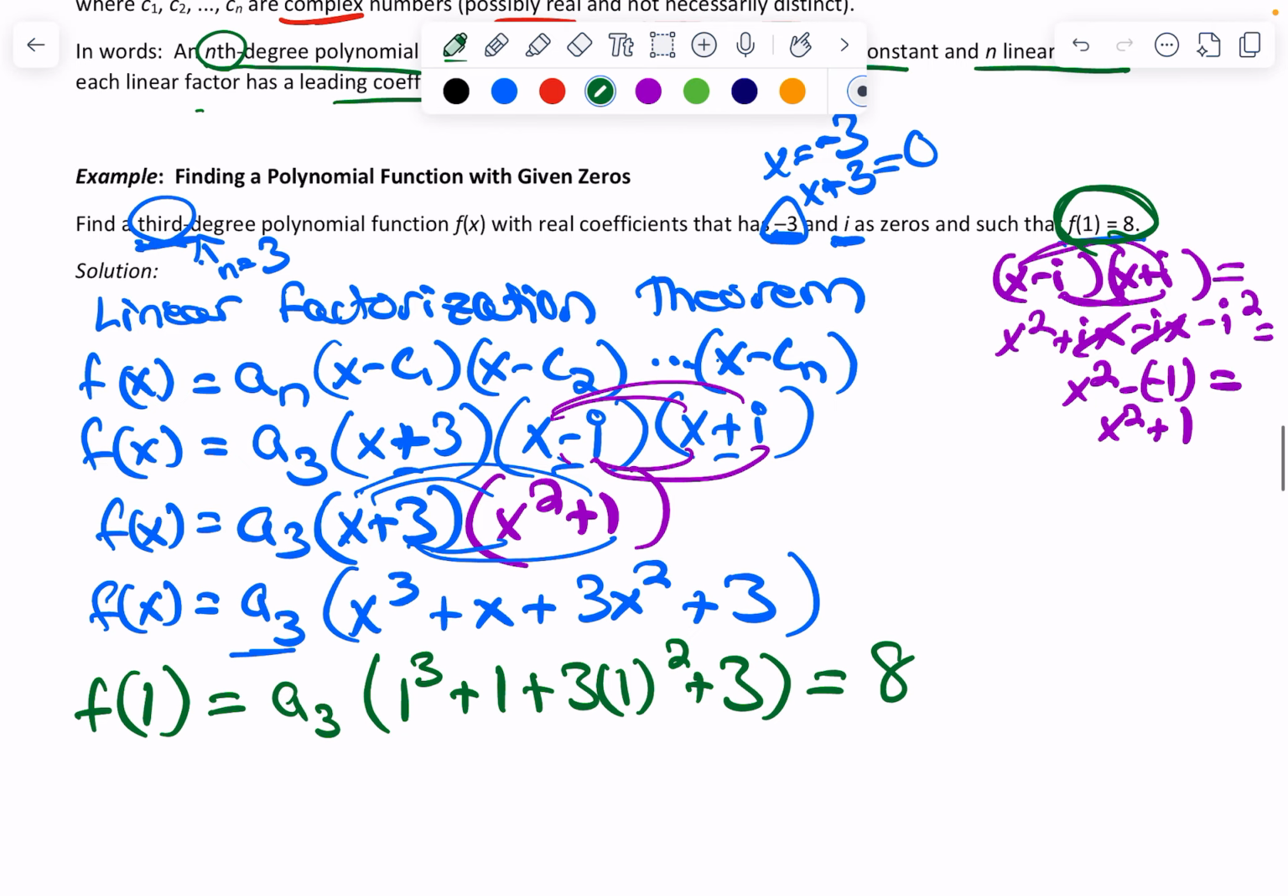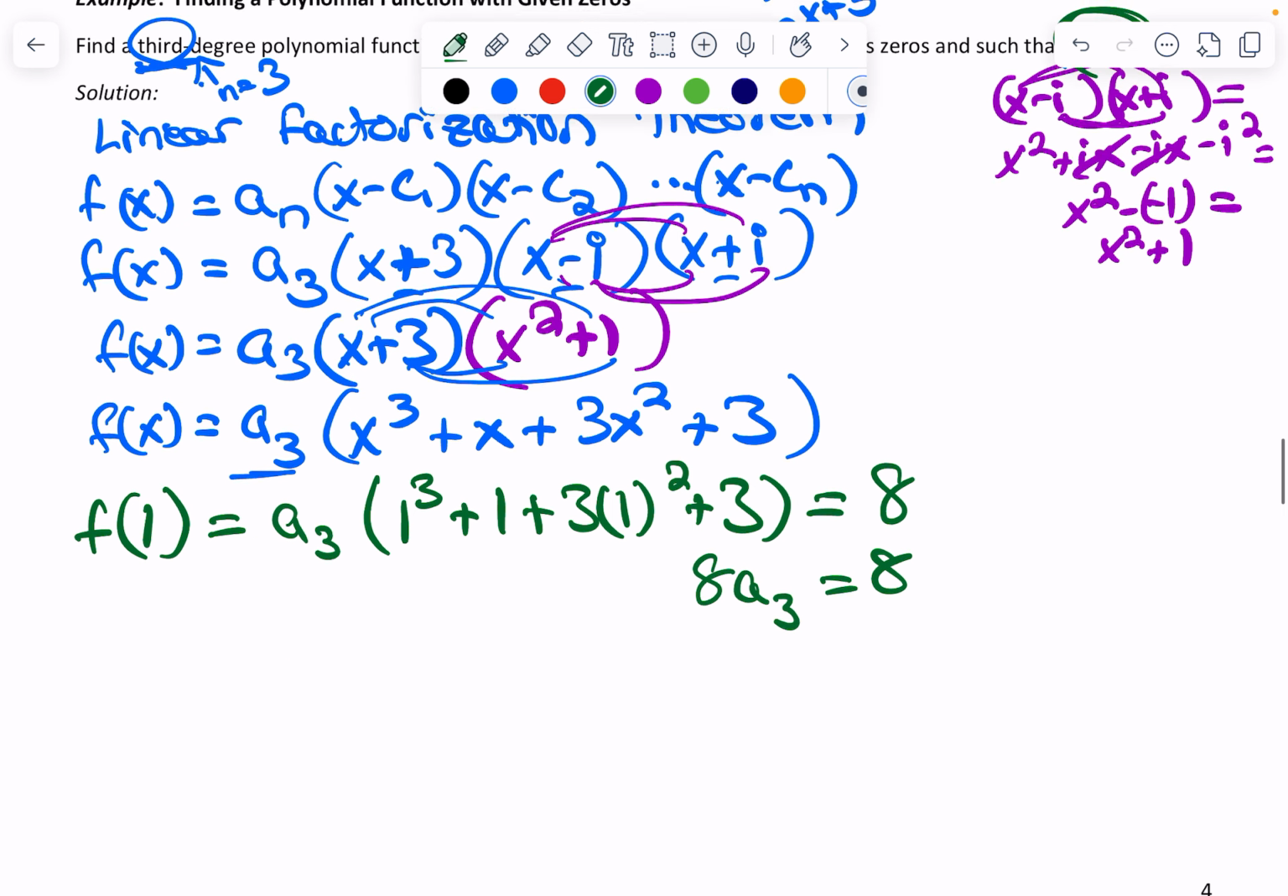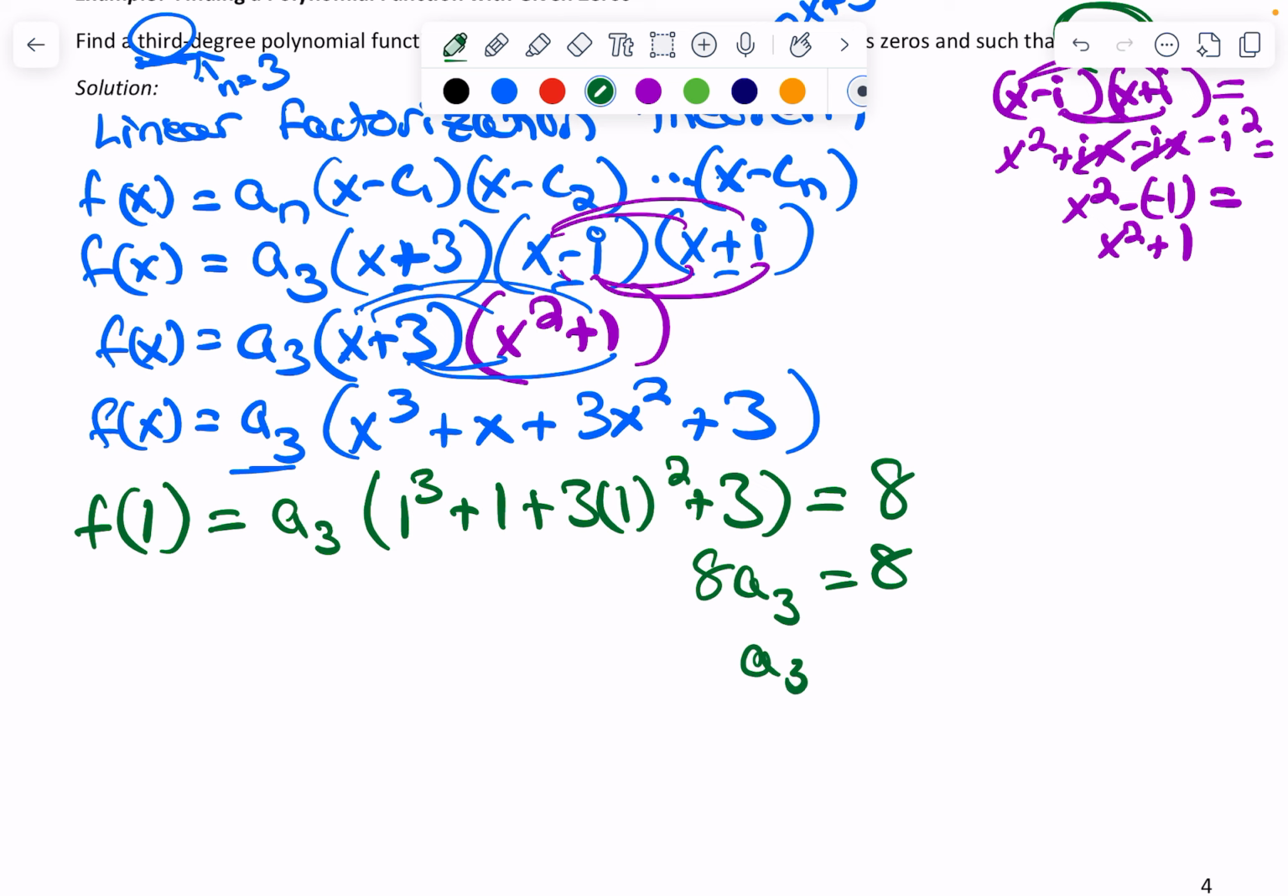Okay, so what do we get? When we do the parentheses, we get 8. And then we divide by 8, so we get a sub 3 equals 1, so our leading coefficient is 1. So now we're going to go ahead and plug it in. Our leading coefficient is 1: x cubed plus x plus 3x squared plus 3.